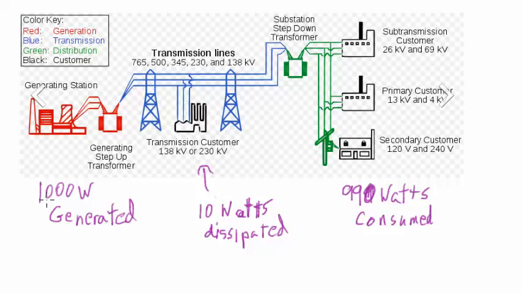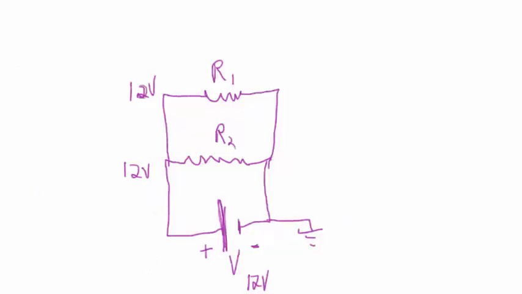For instance, if 1,000 watts are generated at the generating station and 990 watts are consumed in the houses and businesses, then 10 watts were dissipated along the way, and you would say the power losses due to transmission were 1%. In our typical circuit diagram, we don't worry about the power dissipated in the wires. Rather, we assume that the wires are perfect conductors.